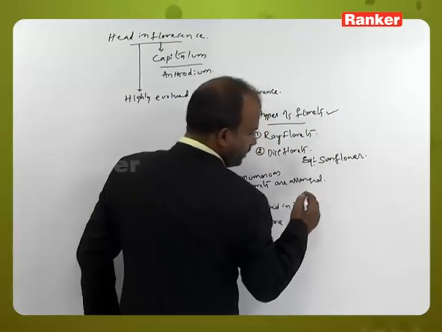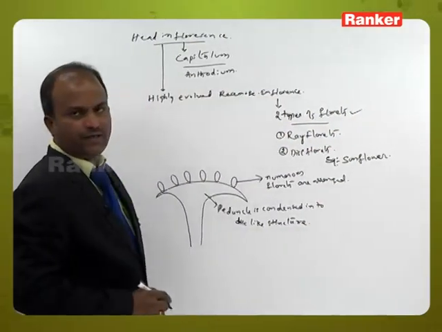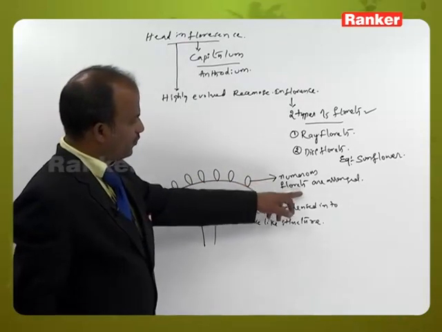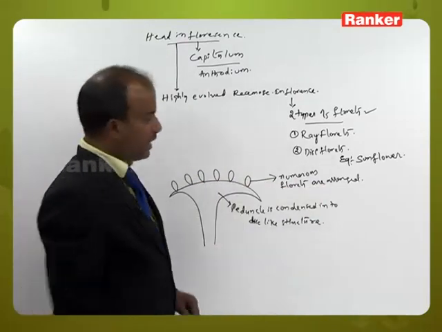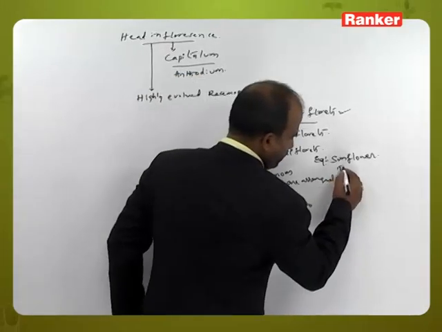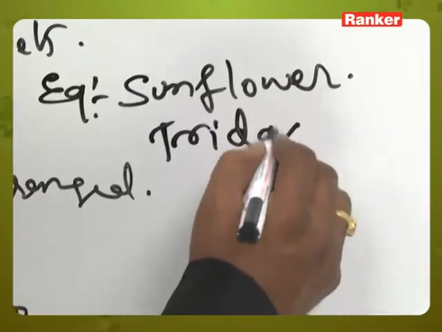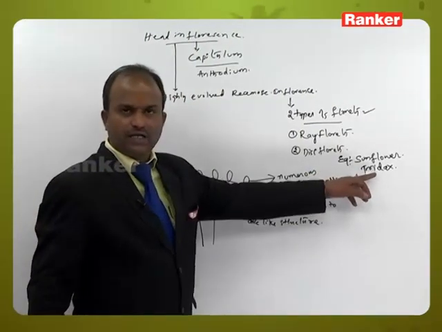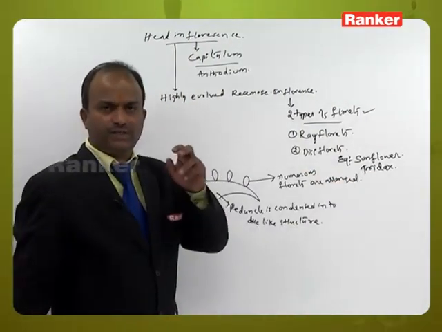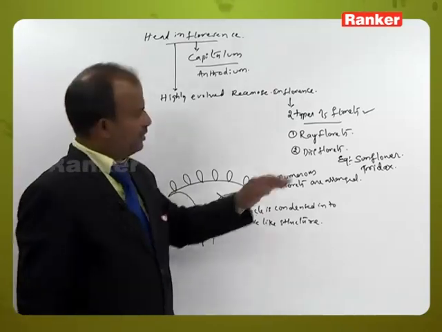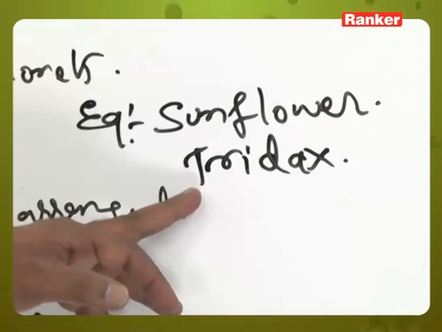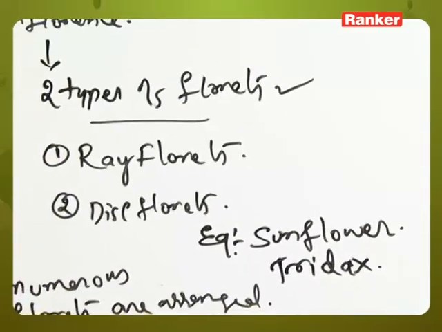Of that first one, it is nothing but sunflower. One more thing here, on this head inflorescence, numerous florets are arranged. Another example that is also present is Tridax procumbens. How many examples for this head inflorescence? Two examples. One example is sunflower, and another example is Tridax procumbens.